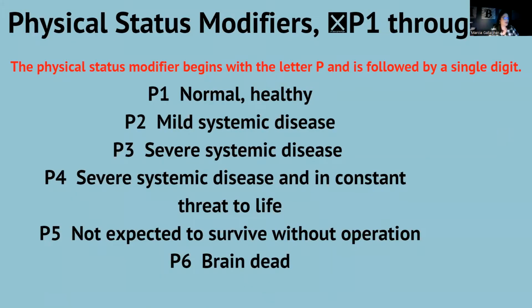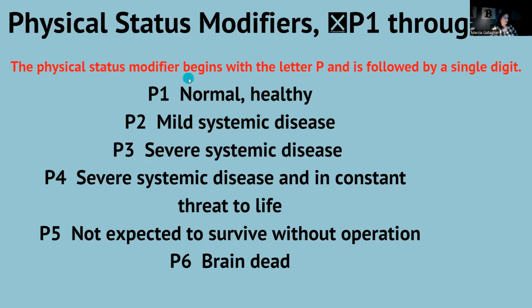So the next thing we're going to talk about is our physical status modifier, P1 through P6. Okay, where do you find these? You're going to find them in your HCPCS manual, but you're also going to find them on the back of the front cover of your CPT manual, where all your other modifiers are. If you look on the right section, all the way at the top, you're going to see your physical status modifiers for anesthesia.